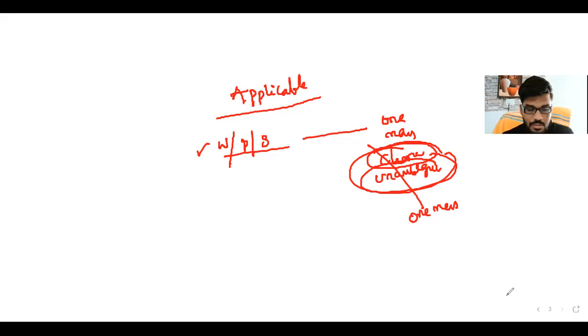Clear as literal interpretation? Clear? Any doubt?